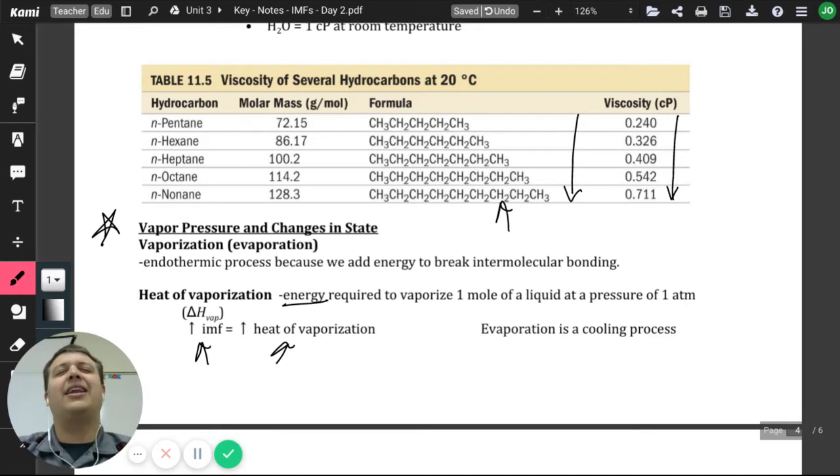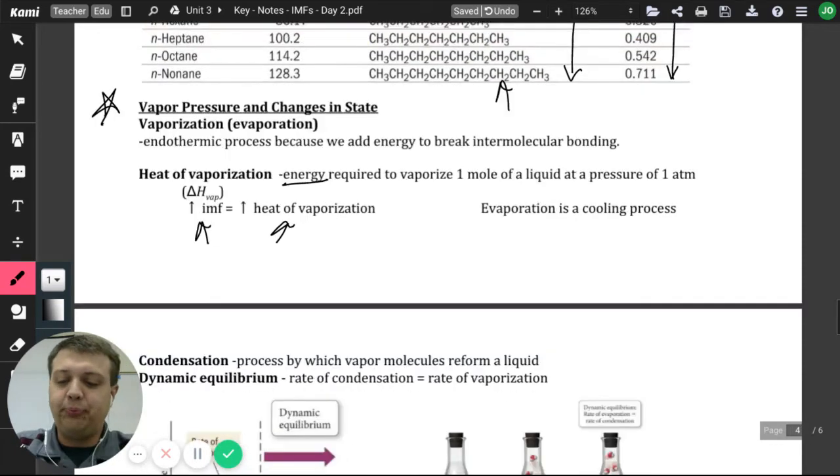It's kind of like I like to think about IMFs kind of like magnets. The stronger the magnet, the more energy it's going to take to cause those bonds or that attraction to the magnetic object to actually break, okay?